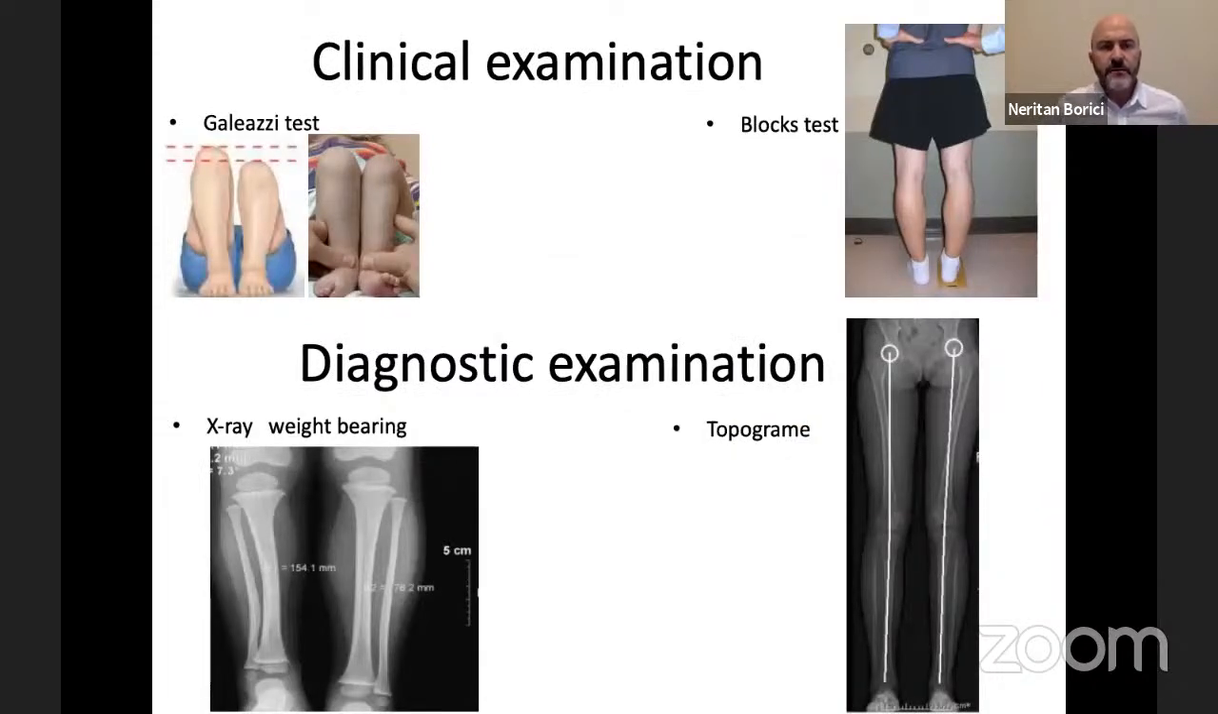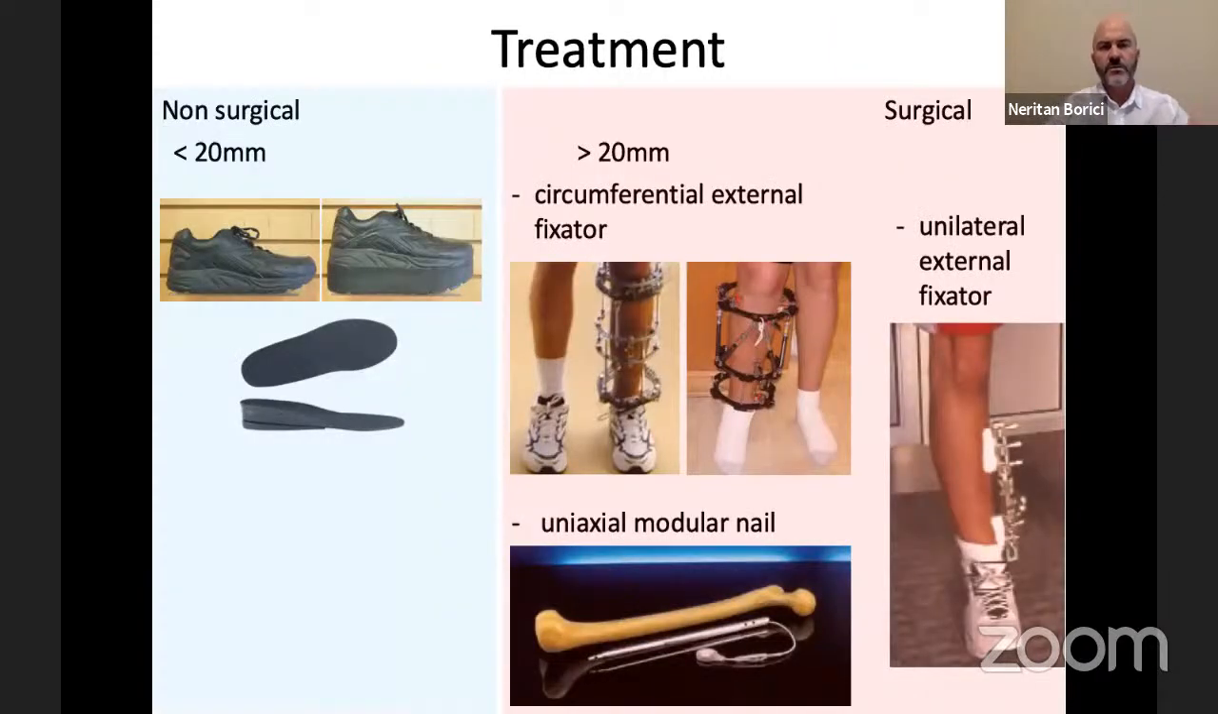To examine the leg length discrepancy, initially we use the Galeazzi test or block test, and the more accurate approach is to measure with radiologic examinations. As for treatment, if the shortness is less than 2 centimeters, we can manage it with high heel shoes. If it's more, we have to consider surgical treatment, and there are many options for lengthening the leg.